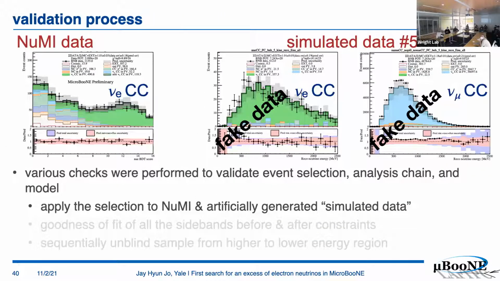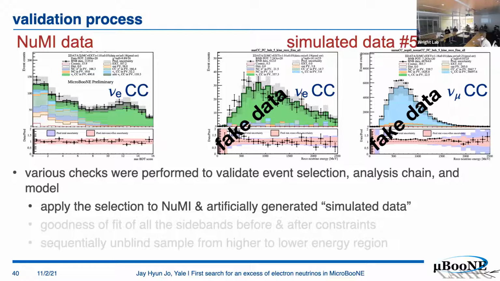All right, before showing you the final result, there are various validation processes, a very long, very rigorous process, before we are actually looking at the data in our signal regions. So one is that we look at different beamline data. We use DMB data, the same beamline as MiniBooNE, but we also use the NuMI beam, which also intersects MicroBooNE. So totally different beamline. And we use that to make sure that our selection agrees with our model prediction.